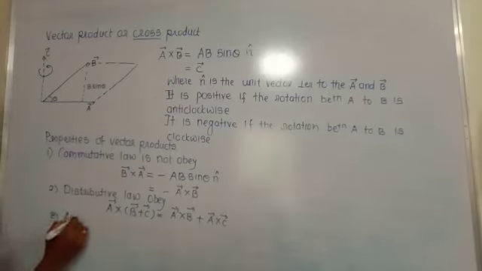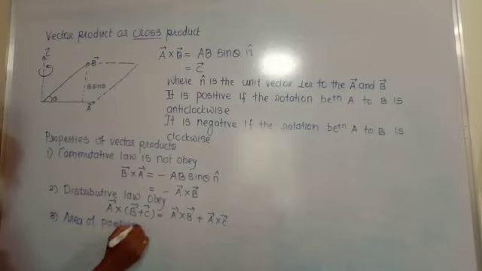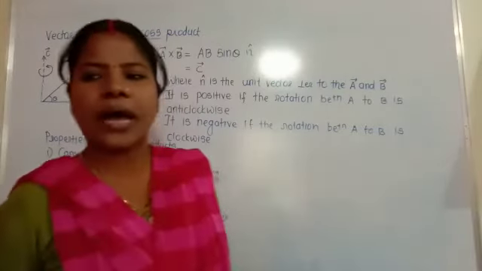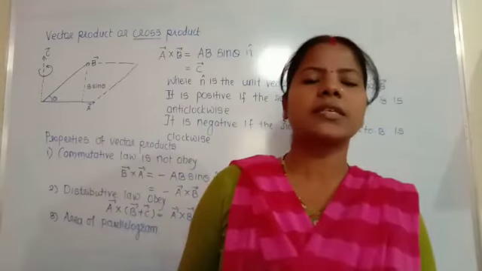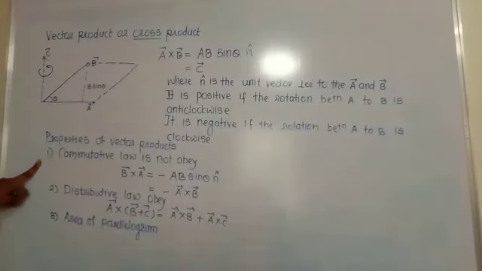Then third is the area of parallelogram. We can find the area of a parallelogram by using the vector product. So we know that the area of a parallelogram is nothing but the base into height. So by using this vector product, we can find the area of a parallelogram. The magnitude of the vector product, that is A cross B, gives the area of the parallelogram formed by the two vectors as adjacent sides.